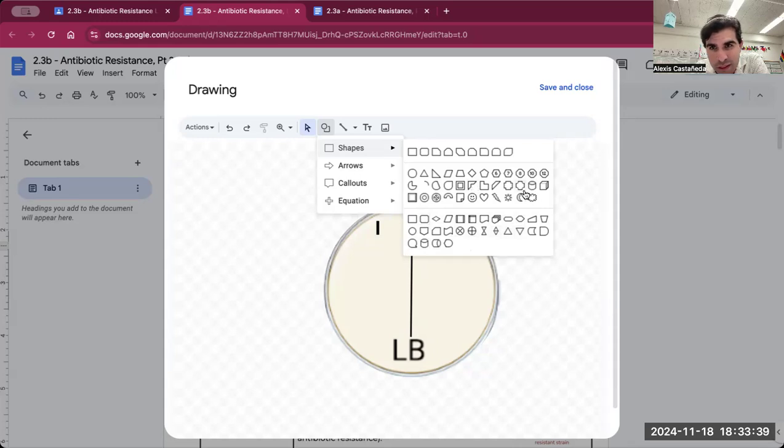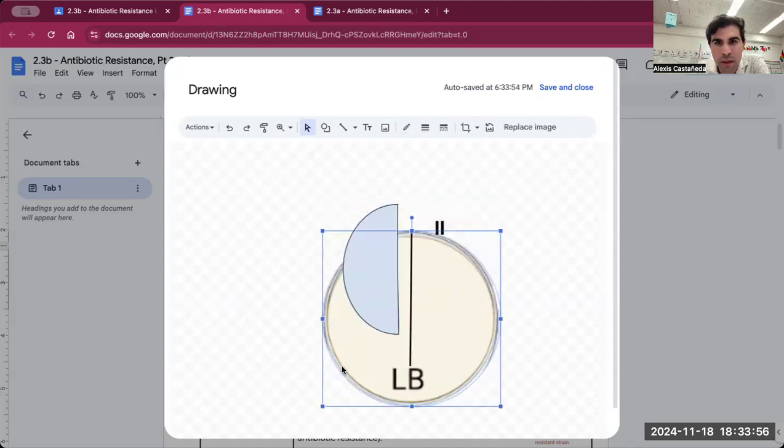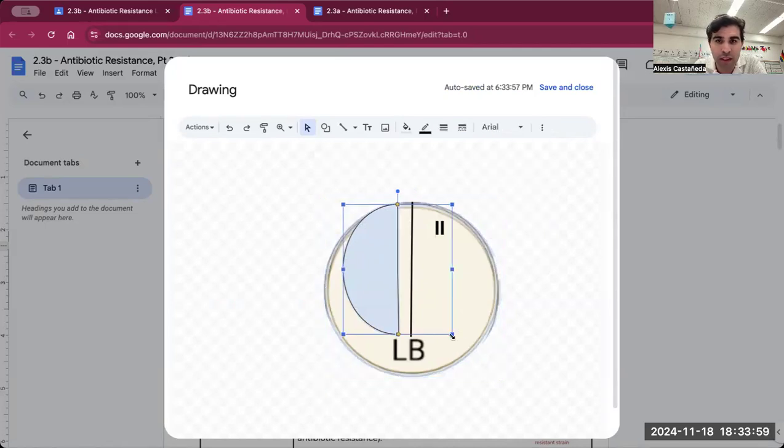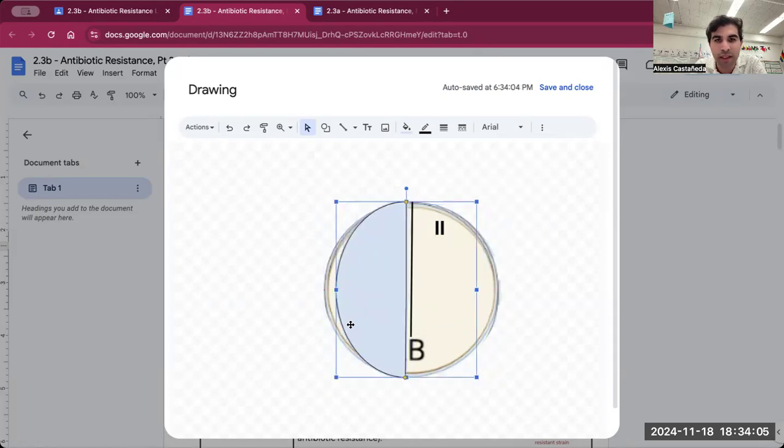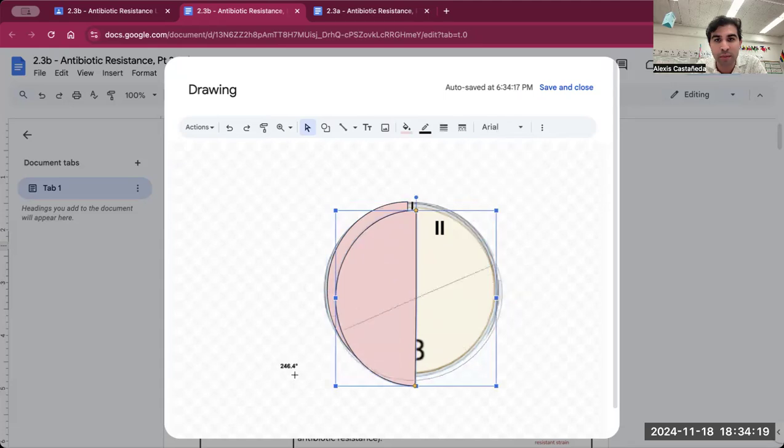So let's see if I can find a good one that fits here. We are looking at a semicircle. So I'm trying to see if maybe this one might work. There we go. Okay, so I want it to be red on the left and then blue on the right. Again, this is obviously going to be different for you because you're using a colored pencil, and honestly, a colored pencil is probably a better idea. It's going to be red on the left side because that's where strain 1 is, and it's going to be blue on the right side because that's where strain 2 is.